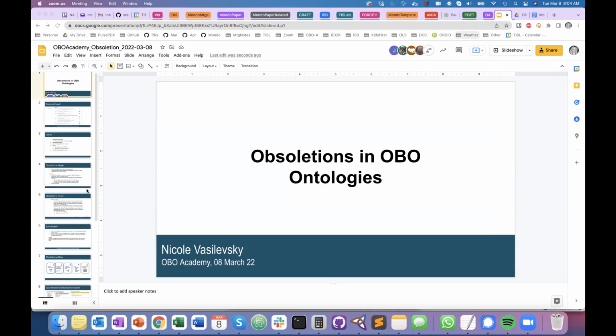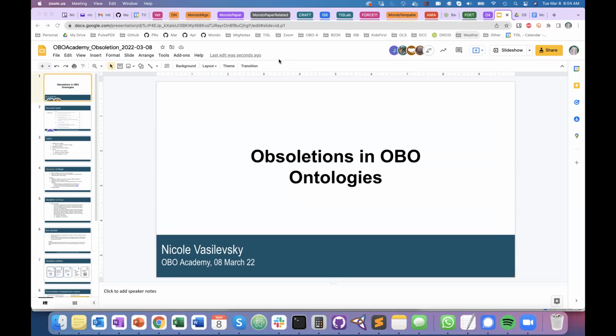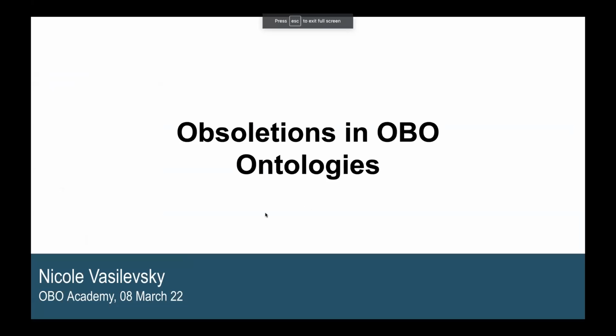So we have 11 slides. I prefer actually looking at slides in the presenter mode. So I'm going to do that. Okay, so today we're going to talk about obsoletions and OBO ontologies.